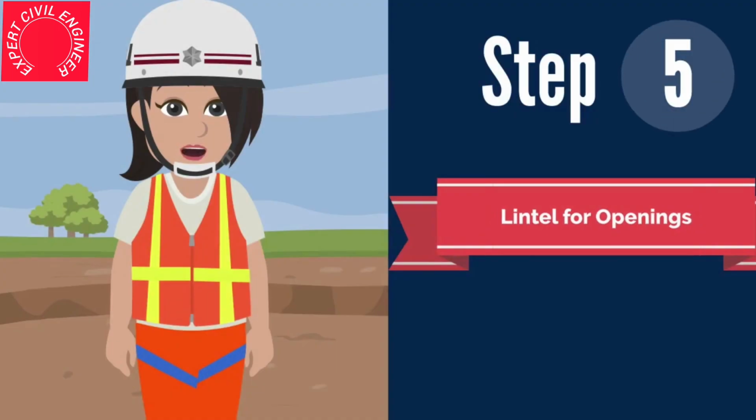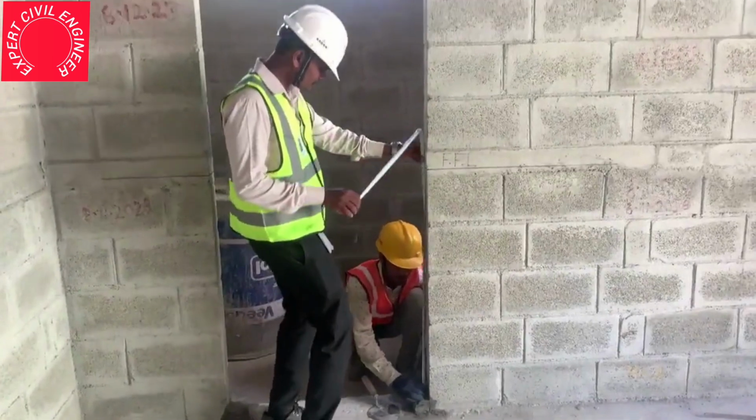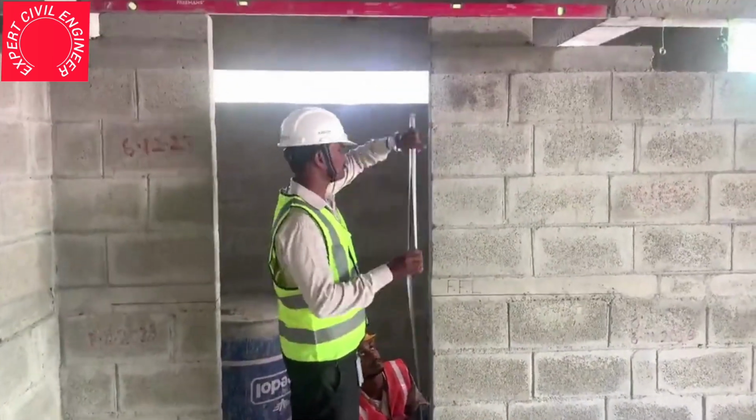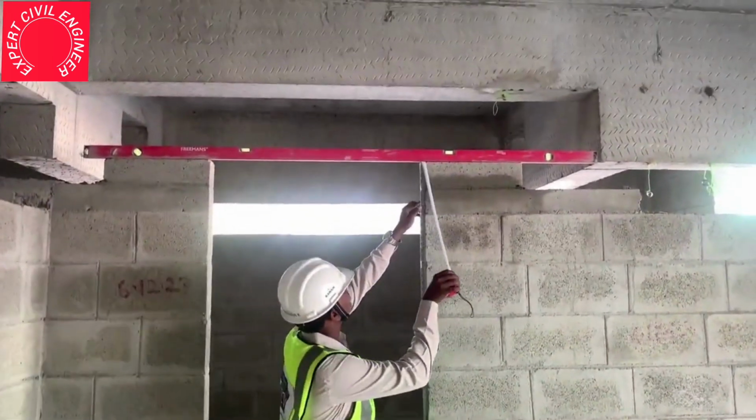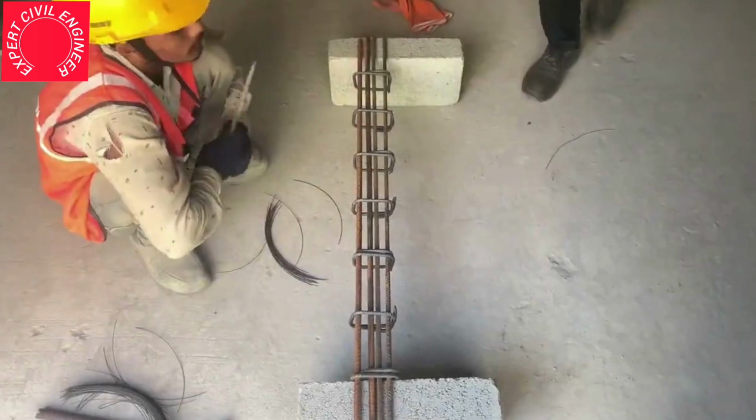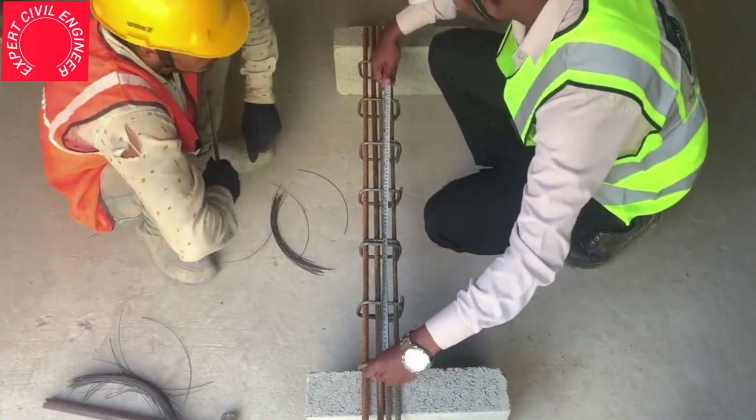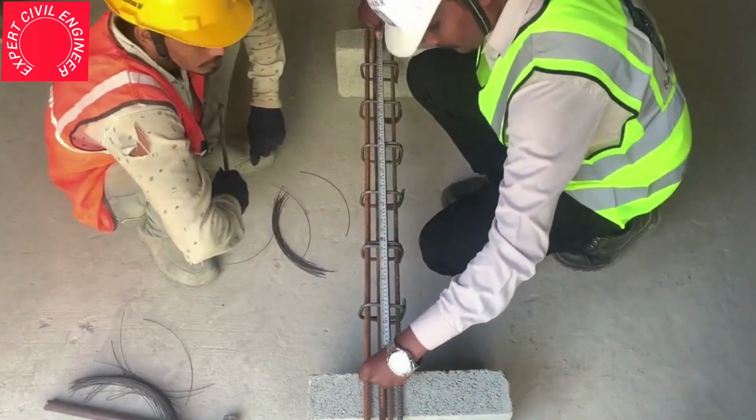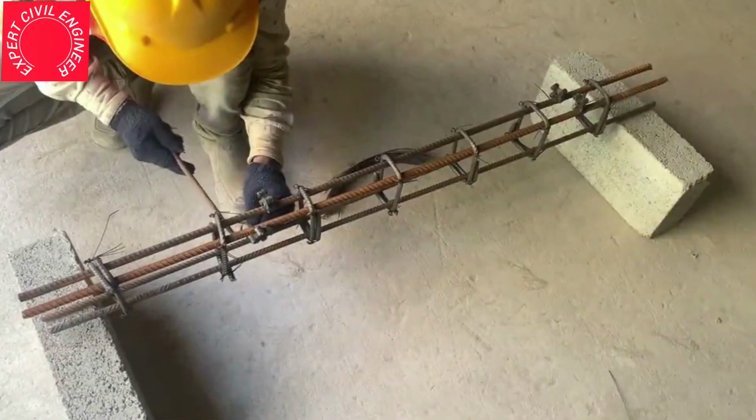Let us understand about lintel for openings. Before that, height measurement is to be checked from the finished floor level bottom mark. Plastering thickness is to be added to the required door opening height. Lintel reinforcement fabrication is to be done as per the GFC drawing with minimum bearing of 200 mm on either side.